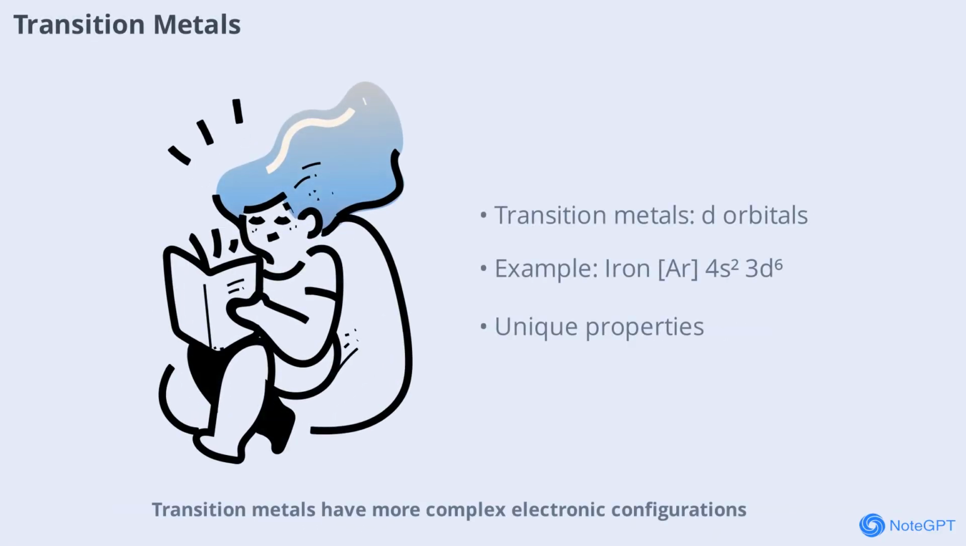Transition metals have more complex electronic configurations due to the filling of d orbitals. For example, iron has the configuration [Ar] 4s² 3d⁶. The presence of partially filled d orbitals gives transition metals unique properties, such as variable oxidation states and magnetic behavior.